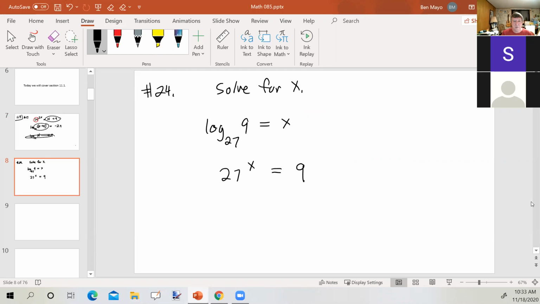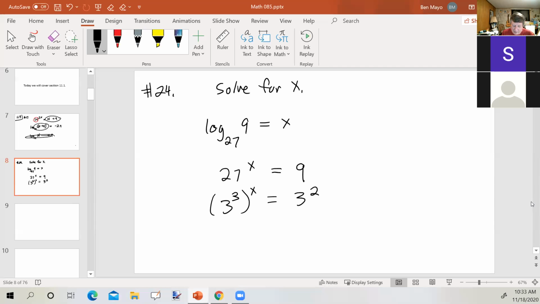We talked yesterday about how if you had 2 bases that were the same, then the exponents would be the same if it was in an equation. Likewise, if the exponents are the same, the base can be the same. We'll get to that. So what I could do here, I could take 27 and write it as 3 cubed. And I could take 9 and write it as 3 squared.